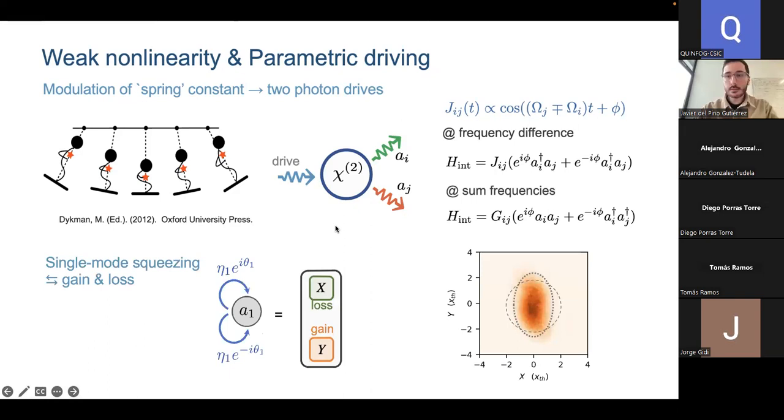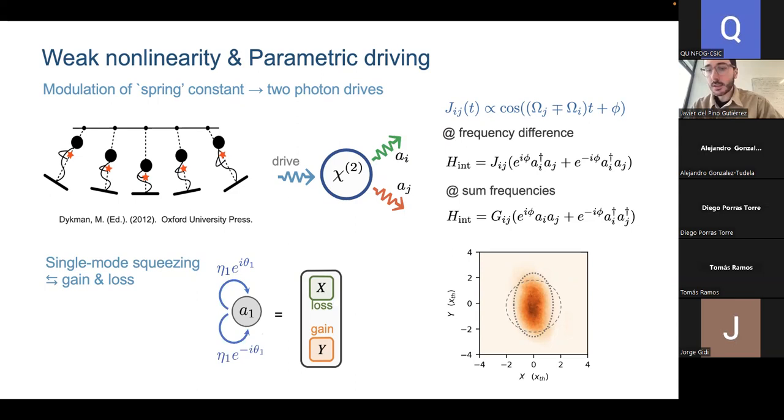But what's the effect of these terms? Well, the simplest one, if one thinks of the case where i is equal to j, so single-mode squeezing, is to create and destroy pairs of photons in a resonator, or phonons for that matter. And this amplifies the excitation on one axis and de-amplifies on a different axis or quadrature. So this amplification in one direction of the phase space and attenuation in the opposite is a defining characteristic of squeezing.